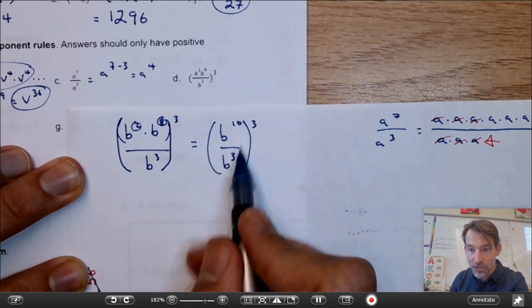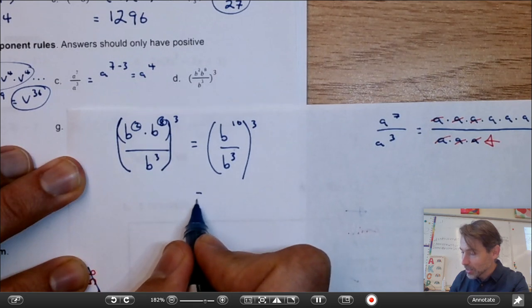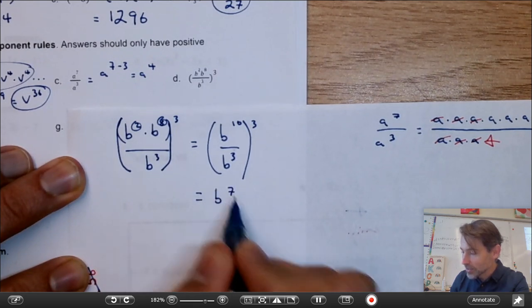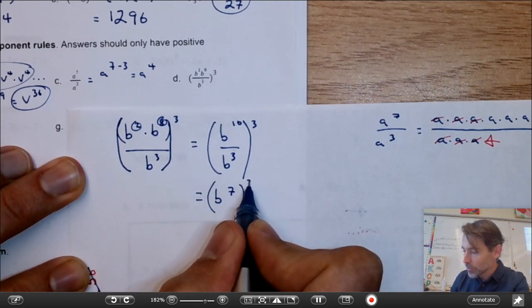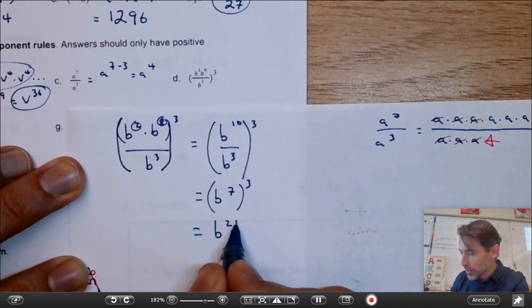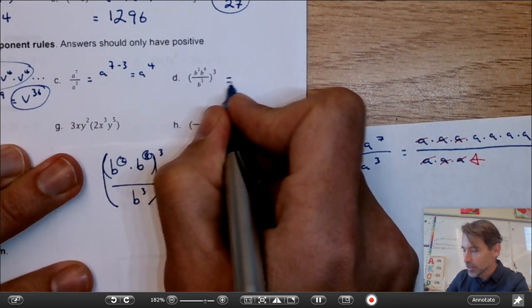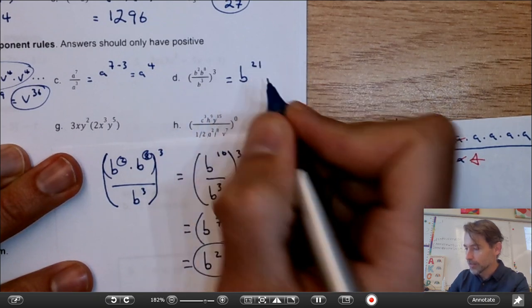Now let's do this division, because it's still inside the brackets. B to the 10 divided by b to the 3. Well, that is b to the 7, 10 minus 3. But I have to raise that to the power 3. So that's equal to b to the 21, because 7 times 3 is 21. So this is b to the 21.